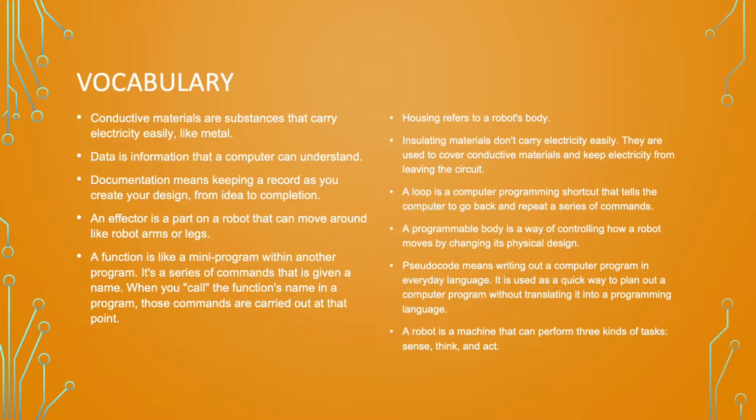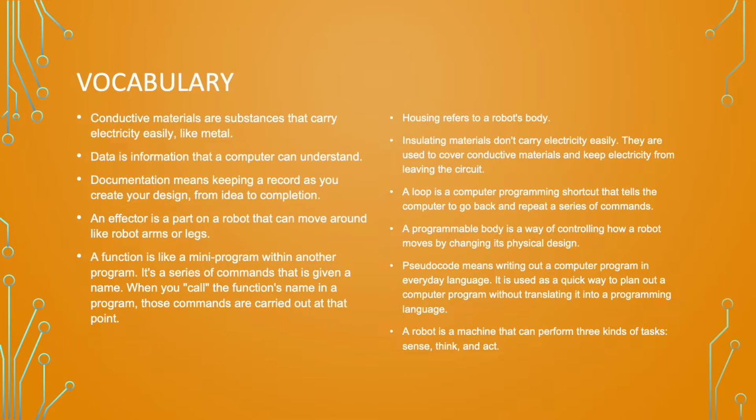Housing refers to a robot's body. Insulating materials don't carry electricity easily. They are used to cover conductive materials and keep electricity from leaving the circuit. A loop is a computer programming shortcut that tells the computer to go back and repeat a series of commands. A programmable body is a way of controlling how a robot moves by changing its physical design.